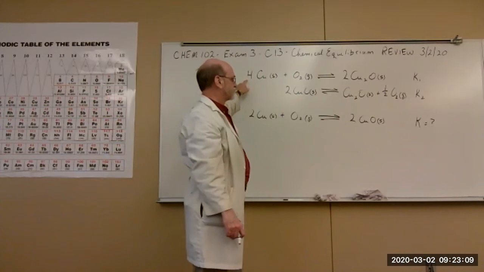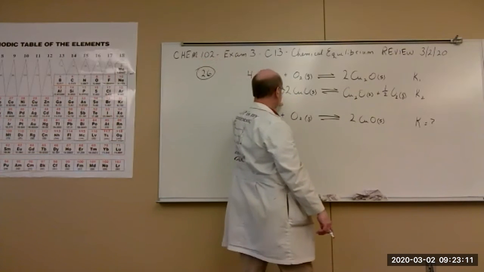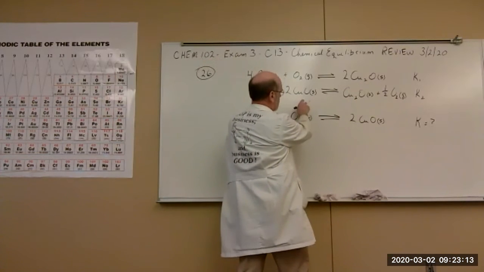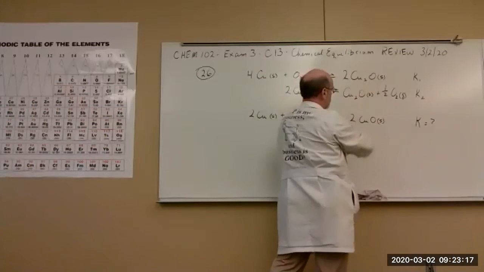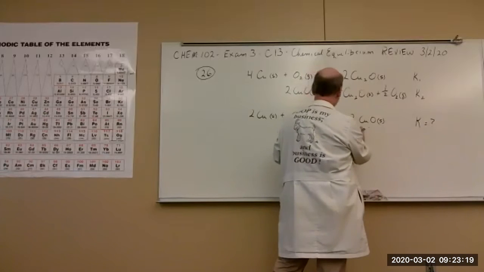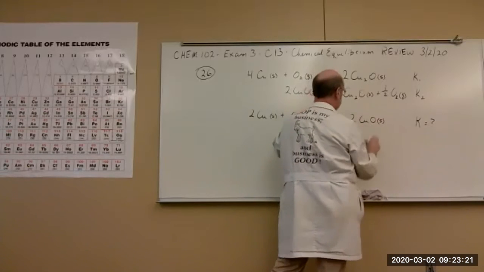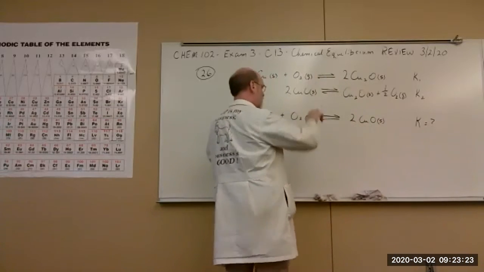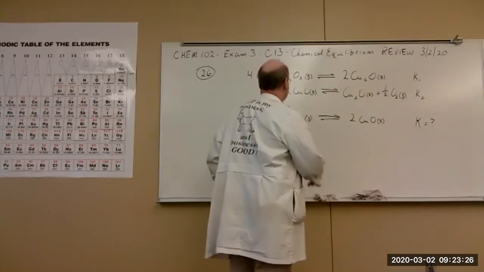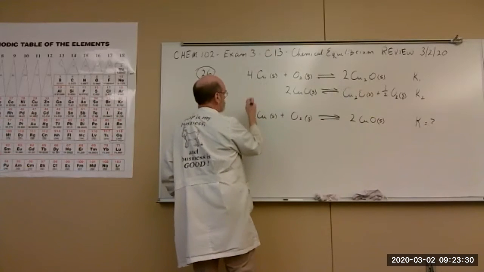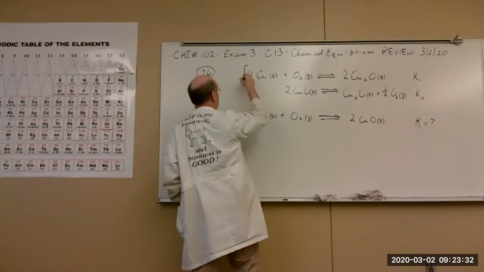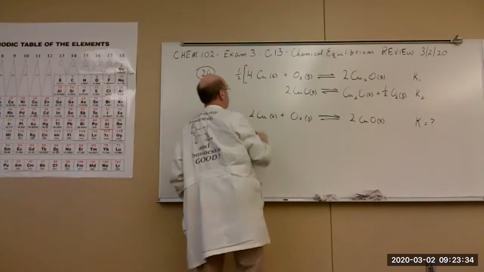All right, for this one, we need CuO on that side. So we're going to have to flip the equation. And that gives us 2 coppers on that side. So that should be okay. Just inverting it. So if we multiply this one times what to get 2 coppers? 1/2.